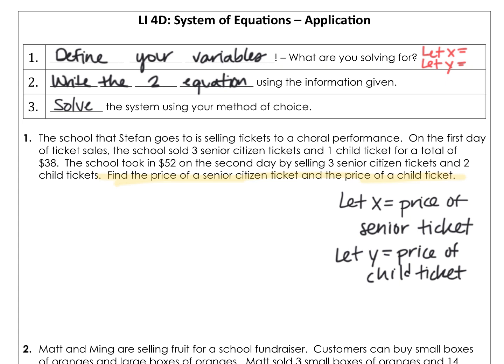You have 2 equations. The school sold, on the first day, 3 senior citizen tickets and 1 child ticket, for a total of $38. That's your first equation. The school took in $52 on the second day by selling 3 senior citizen tickets and 2 child tickets. My hint to you is that these either need to be in slope-intercept form, y equals mx plus b, or they need to be in standard form, ax plus by equals c. So these are your 2 options today.